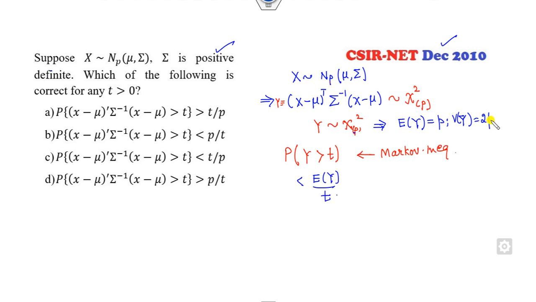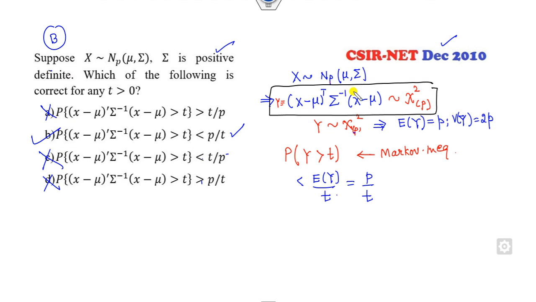It is twice the degree of freedom. So this is my p over t, so it is less than p over t. B is my right answer. This one, less than of t, is wrong. It's greater than, so these are also wrong. The only right answer is B. And you can see, based on this simple straightforward concept, you can solve this within a 10-second answer.